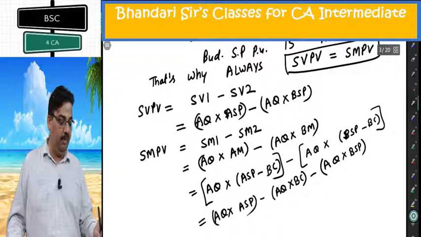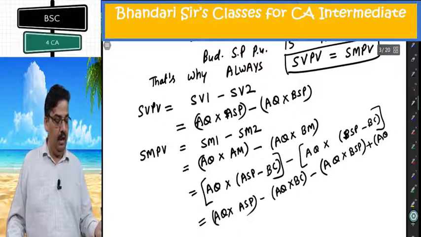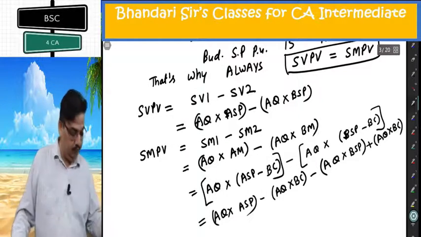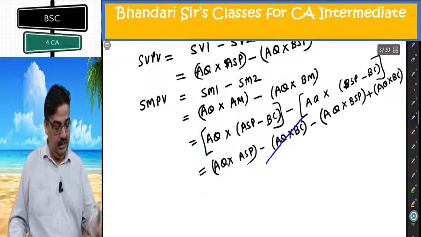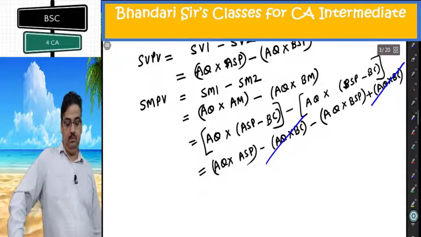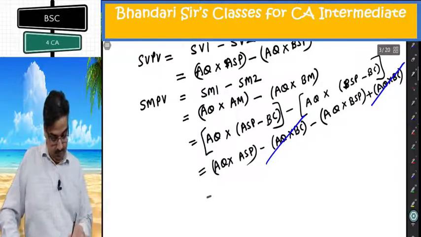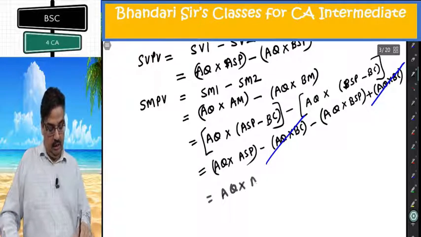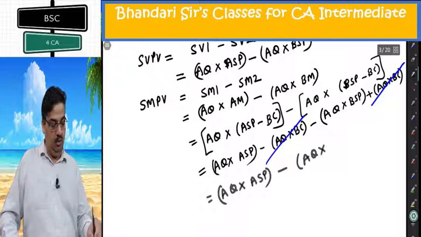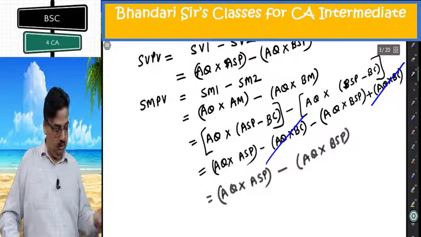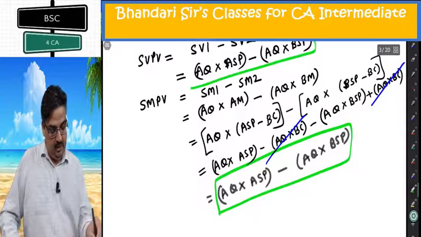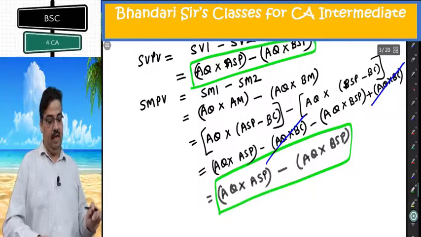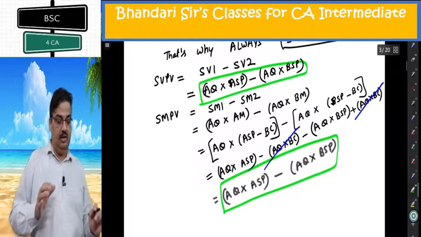This minus and minus will become plus actual quantity into budgeted cost. Those interested in maths, they can see this and this cuts. And I am left with actual quantity into actual selling price minus actual quantity into budgeted selling price. You can confirm always this and this, SVPV, SMPV are same.